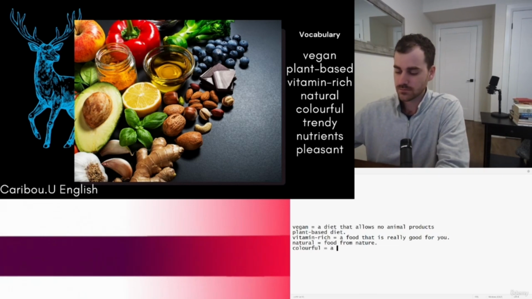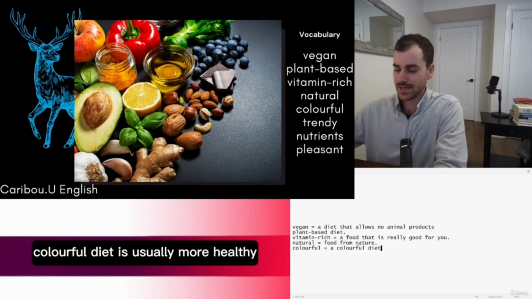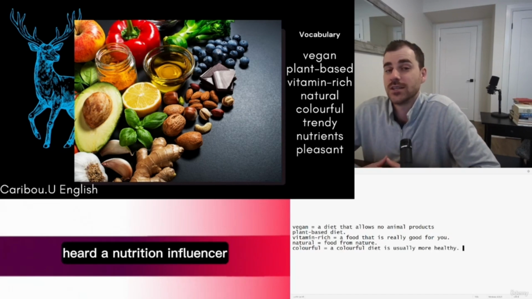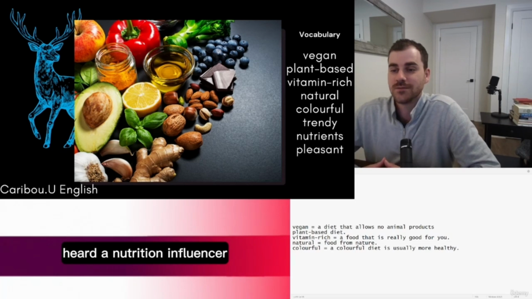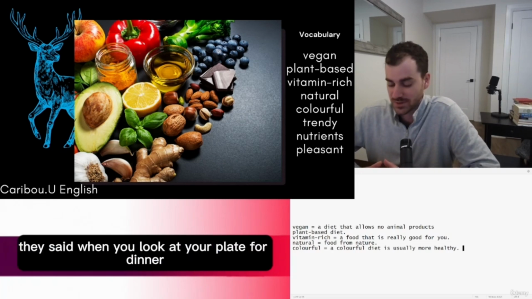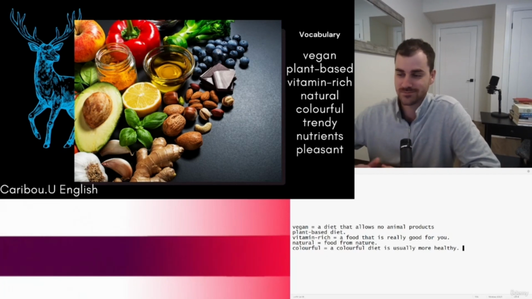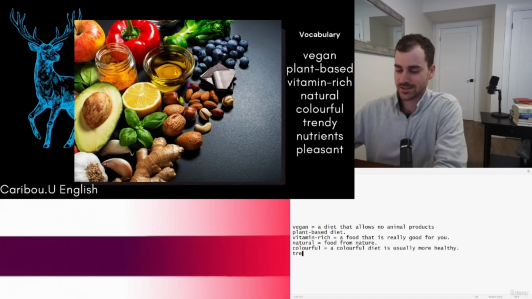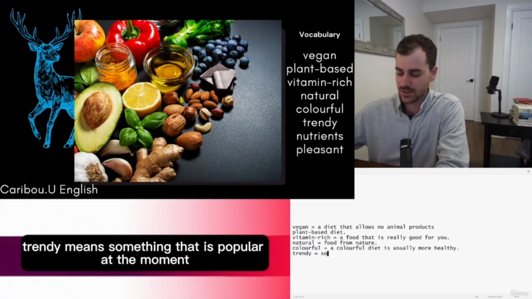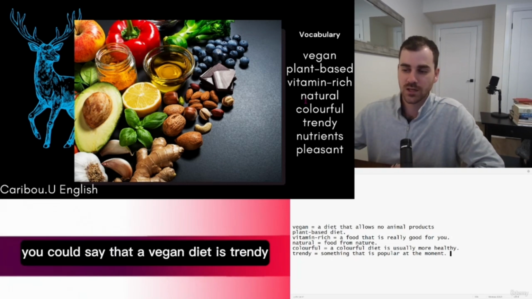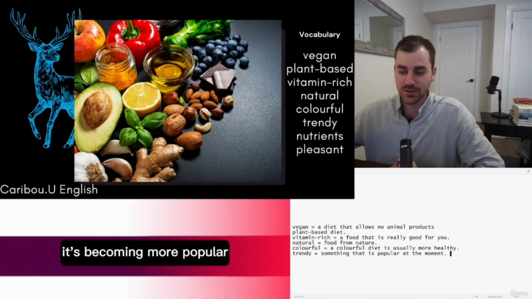Colorful. A colorful diet is usually more healthy. I heard a nutrition influencer say that when you look at your plate for dinner, you should make sure there's at least 3 different colors on it. So, a colorful diet. Trendy means something that is popular at the moment. And I included this word here because you could say that a vegan diet is trendy. It's becoming more popular.